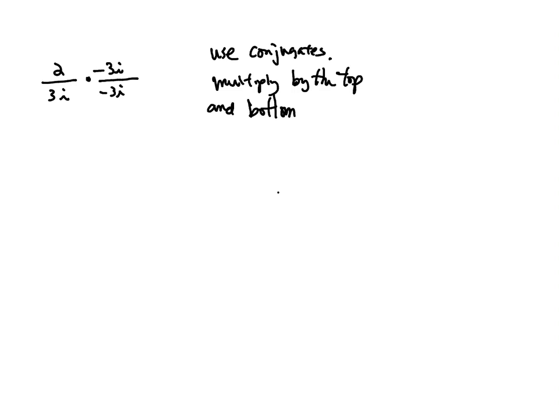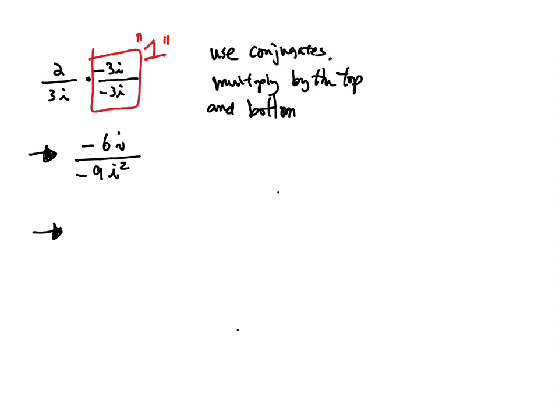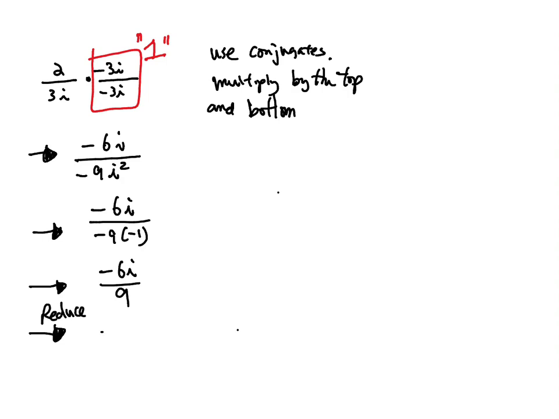Okay, and be very careful. You are always multiplying by 1. Just looks different. Alright, here we go. So if I multiply by the conjugate of the denominator, so my conjugate is negative 3i on top and bottom, I end up getting negative 6i over negative 9i squared. And remember, i squared is negative 1. So I end up getting negative 6i over positive 9, and we can reduce a little bit. You get negative 2/3 i.